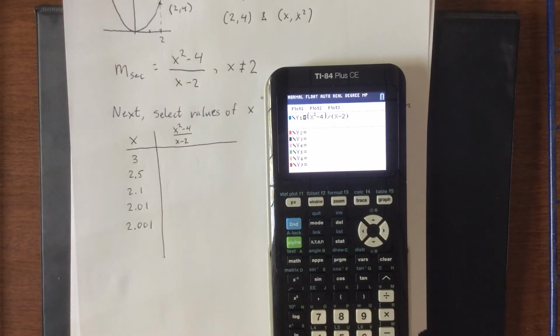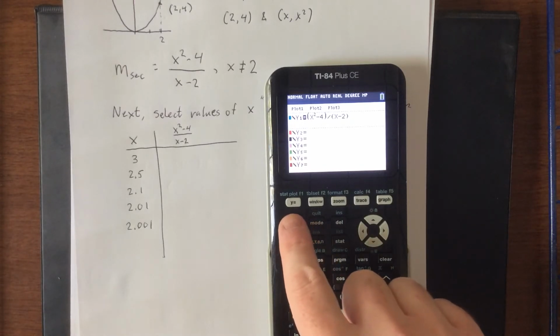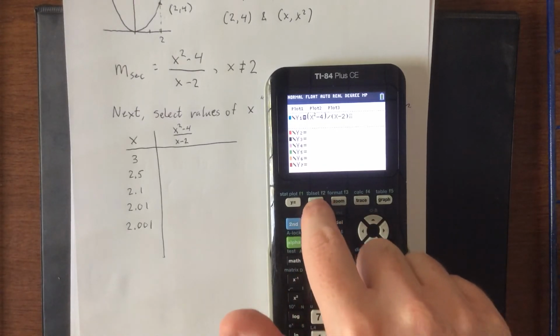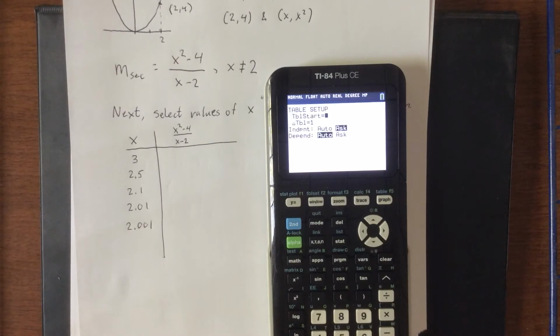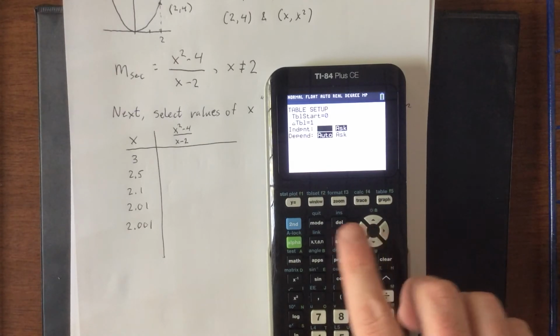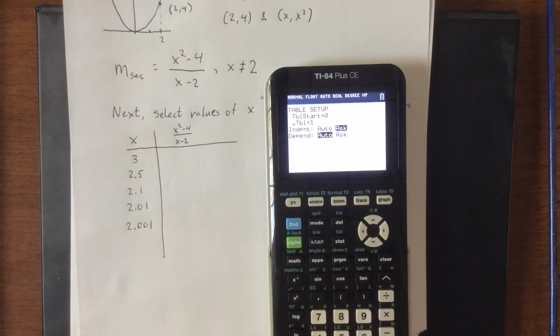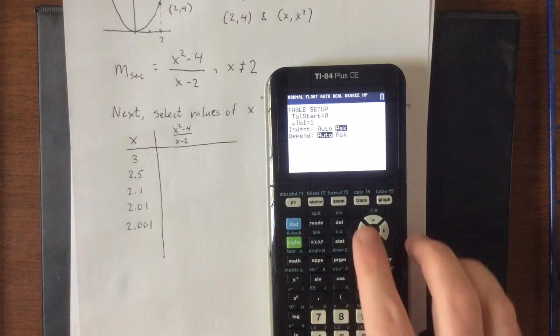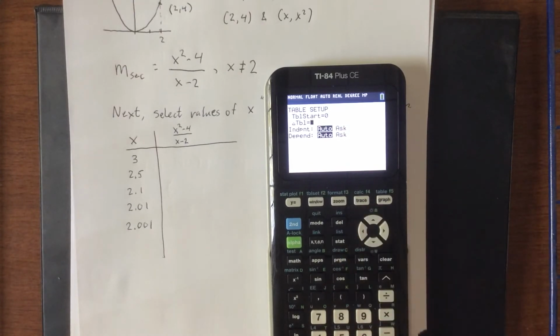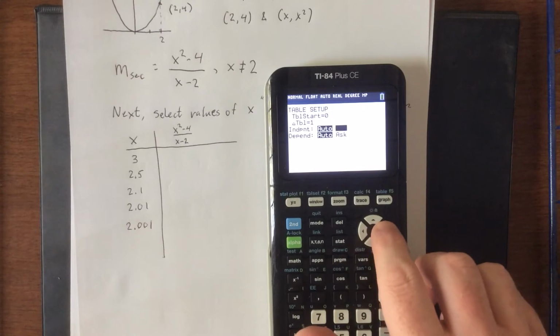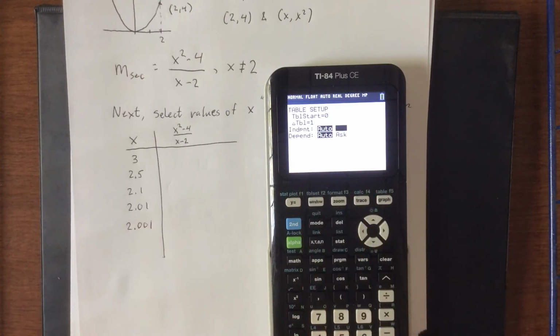Now, the following thing is something that you're only going to have to do one time, and then the calculator will automatically default to that. Second followed by window enters the table setting menu. Make sure that your independent variable has been set to ask. That should be highlighted. If it's not highlighted, go ahead and put your cursor directly on top of ask for independent variable and press the enter key.